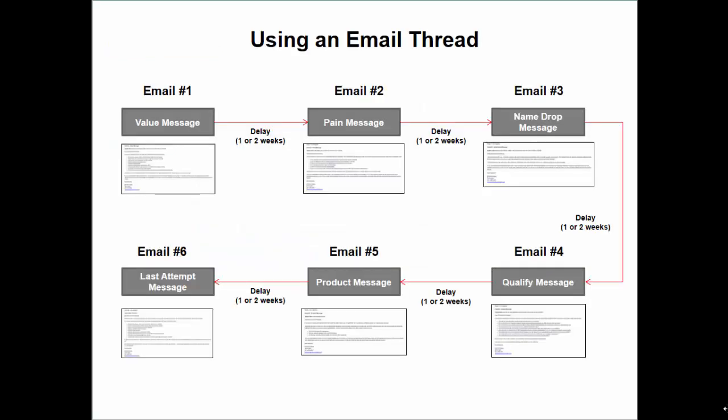And so you can continue on with all the rest of those items in the consultative approach. You could have a third email that's your name drop, a fourth email that has some questions that you need to ask, and then maybe in email 5 you start to get to some details around the product you sell in terms of differentiation or ROI, and then maybe a last attempt email number 6. So this is a different approach.